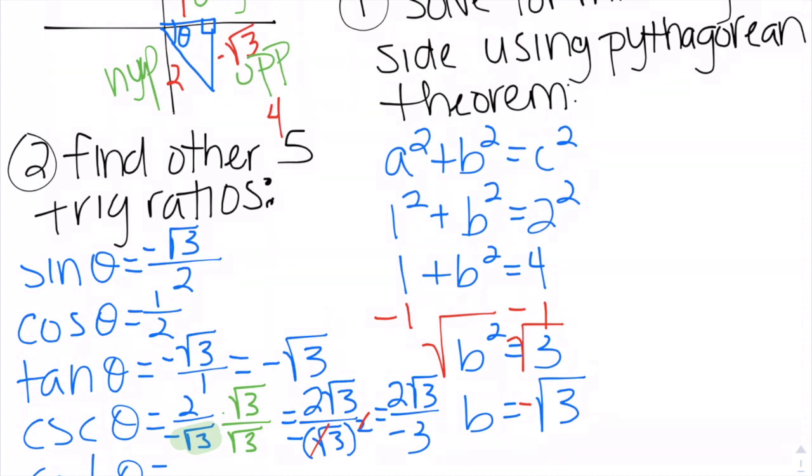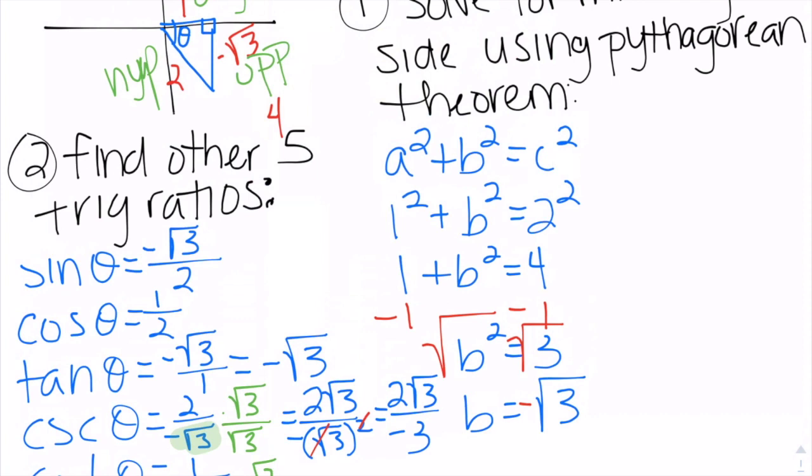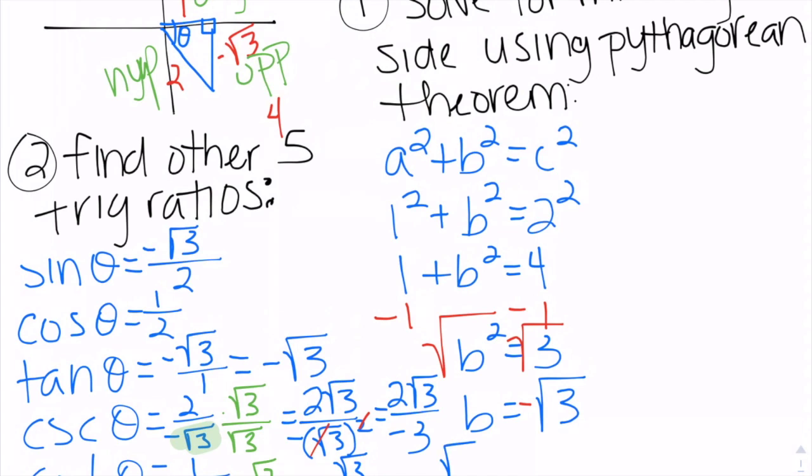And so now we go to cotangent of theta, which is the reciprocal of tangent. So that's going to be 1 over the negative square root of 3. Again, we have a radical in our denominator, so we need to rationalize. And that gives us 1 times the square root of 3 is the square root of 3 over negative square root of 3 squared. The squared and square root will cancel, and so that leaves us with the square root of 3 over negative 3.